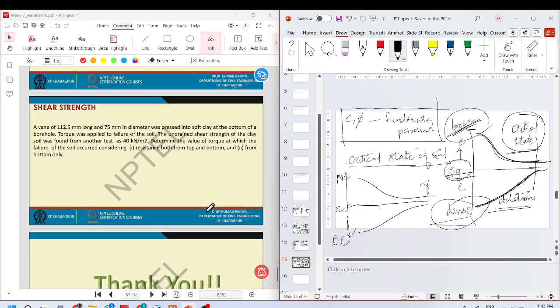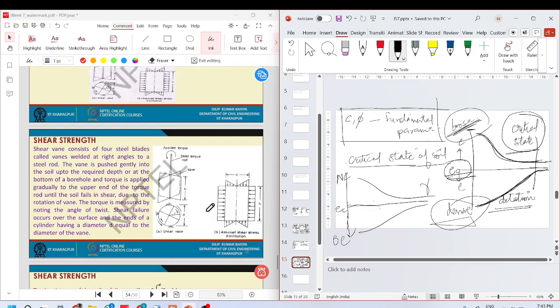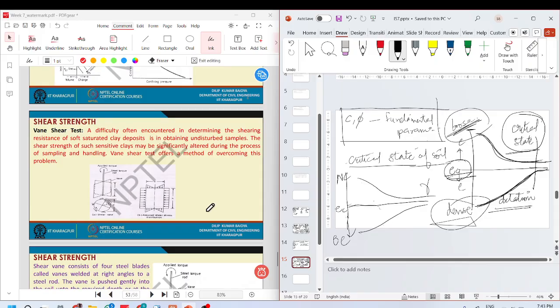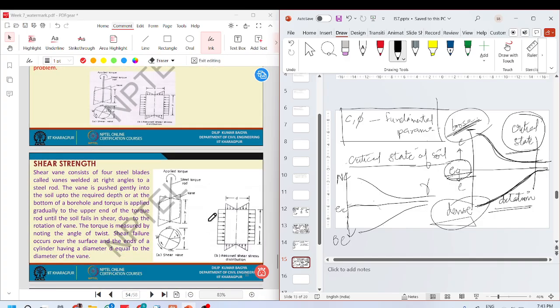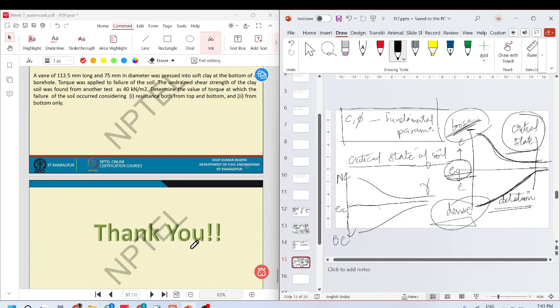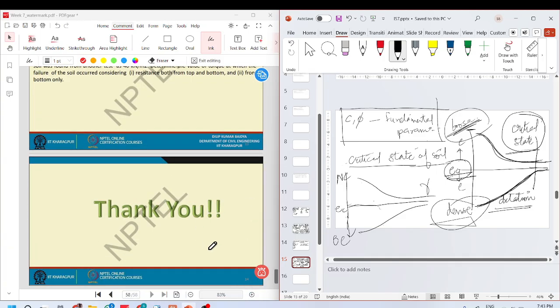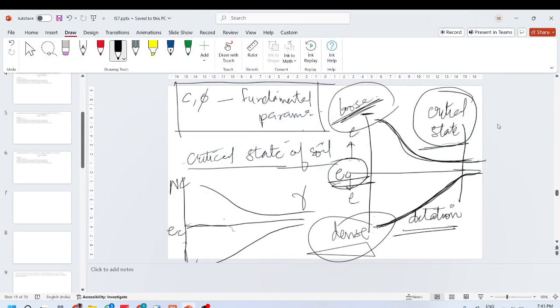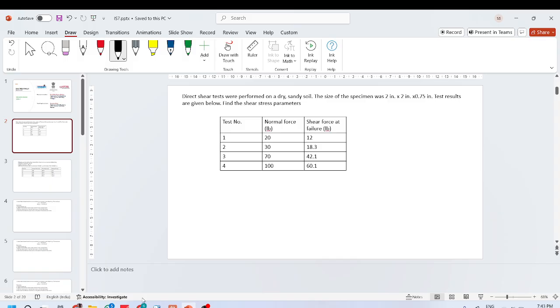Then we have the vane shear test. The vane shear test is for clays. We basically take this kind of equipment and we rotate it in the soil, and through the vane shear test we calculate the torque that was required to make the rotation, and based on that we calculate the shear strength. This is quite straightforward. Okay, so I think we can discuss some questions now because otherwise it will be very late.